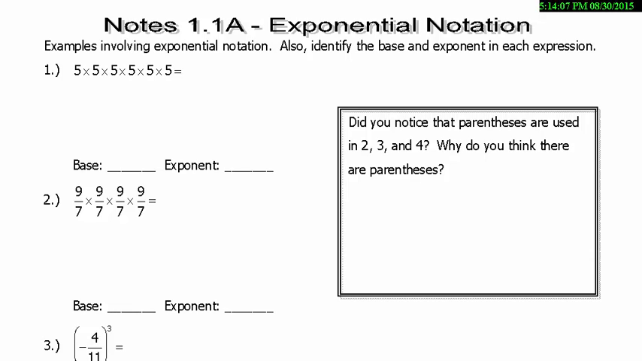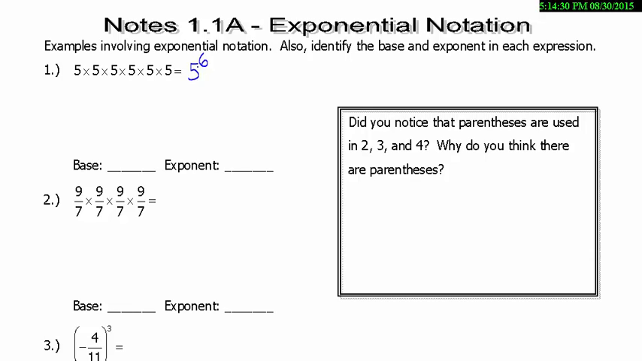In this video, our goal is to learn about exponential notation. Below, we have some examples involving exponential notation where we will need to identify the base and the exponent. In number 1, we have 5 times 5 times 5 times 5 times 5 times 5, which means we are multiplying 5 by itself 6 times. So that will give us 5 raised to the 6th power.